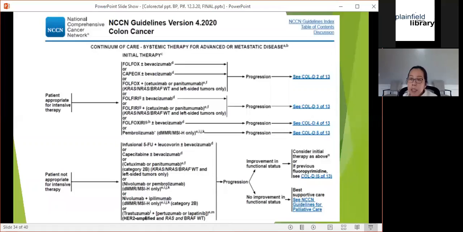Cancer treatment in the United States is very standardized. Most oncologists follow the guidelines from the National Comprehensive Cancer Network. Here is an example of metastatic colon cancer treatment. If the patient has good performance status and is appropriate for intensive therapy, we have all those options as a first-line treatment depending on different conditions. Next one, please.